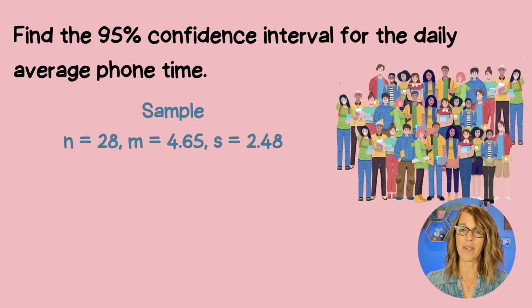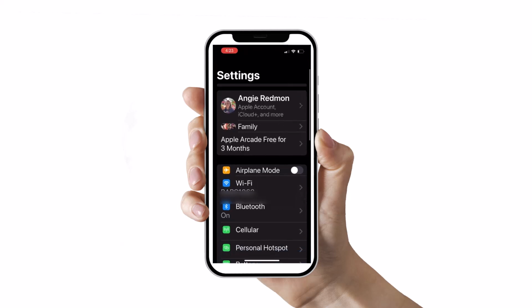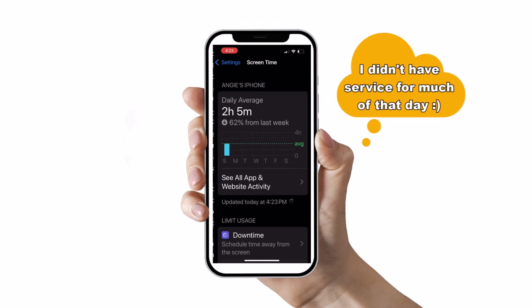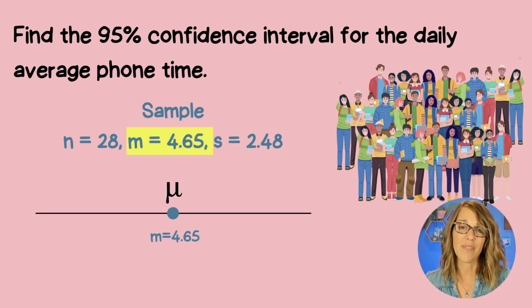Now, 4.65 hours seems like a lot. If you check your own daily screen time, go to settings and then screen time, you're probably going to see that you're in line with my students. Now, we don't have, of course, the actual average for everybody's screen time. So instead, we're going to use that 4.65 as our point estimate. We're going to use that to estimate the actual mean, or mu.